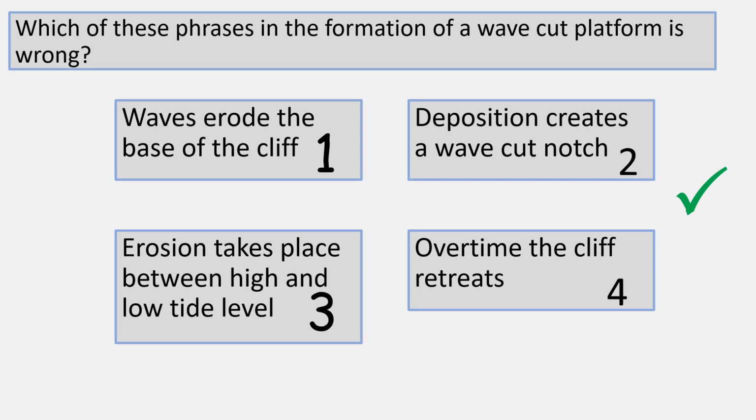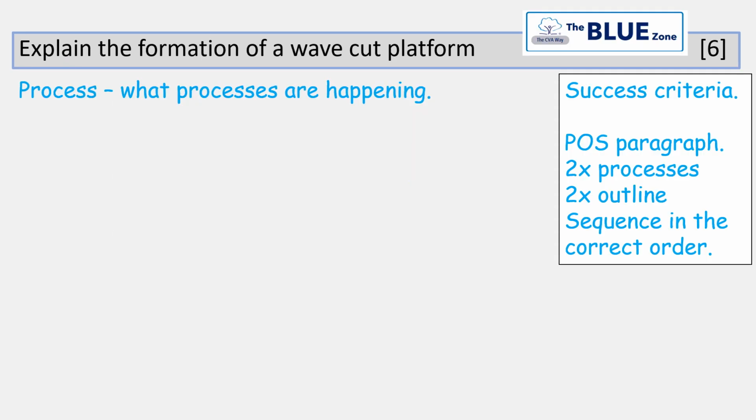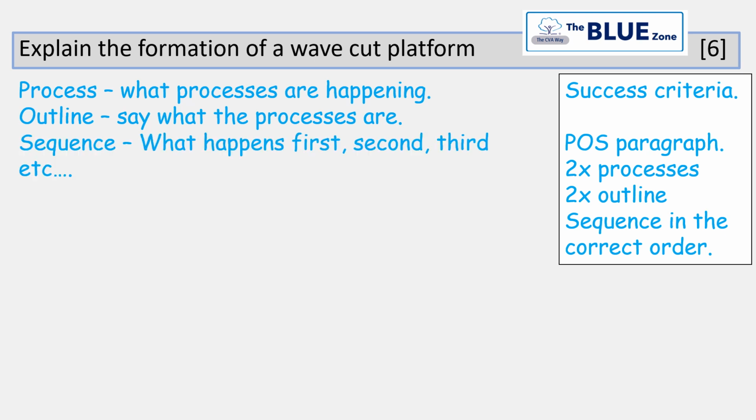Right, so let's go on to the blue zone and see what question you need to work on today. We've got explain the formation of a wave cut platform, 6 marks. To be successful in this question, you need to follow the POS paragraph. You need to give a process. What processes are happening? Hydraulic action, abrasion. You need to outline it. So you need to say what hydraulic action is, what abrasion is. And you need to give your sequence, what happens first, second, third, etc.